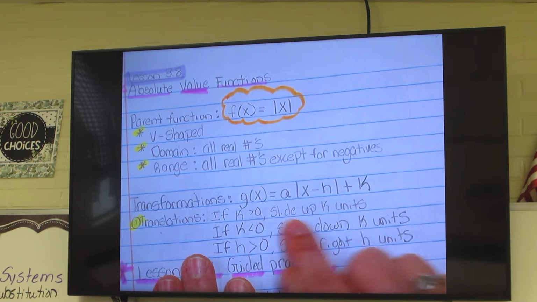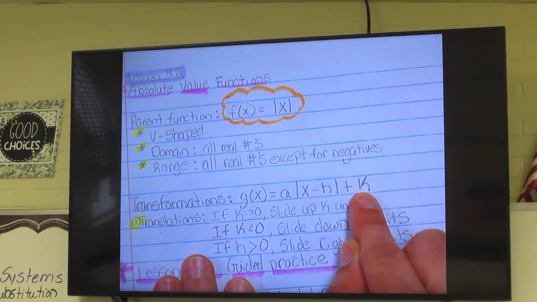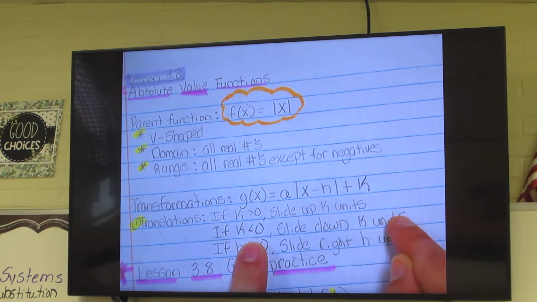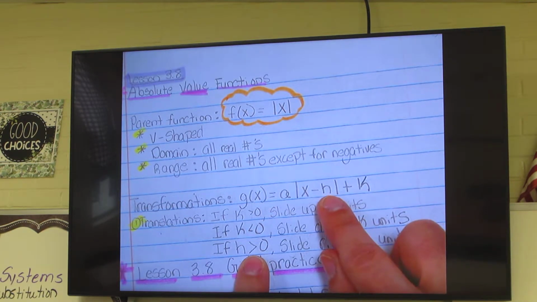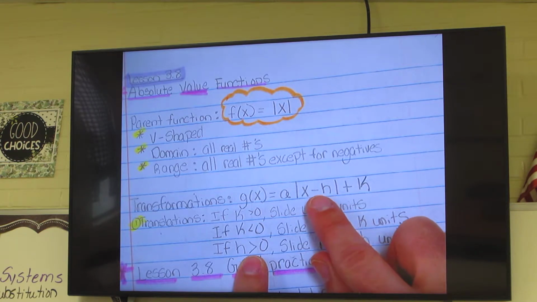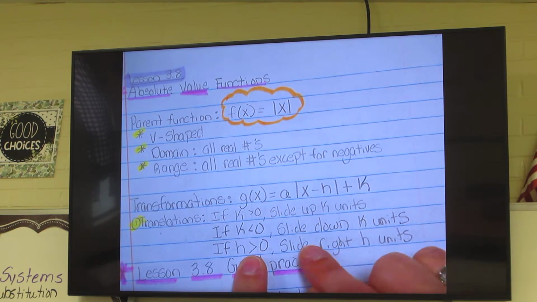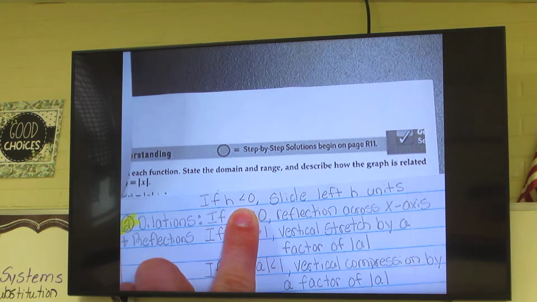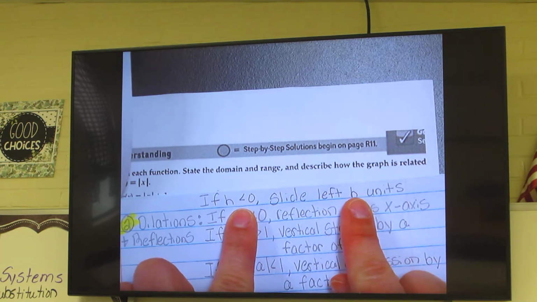I have the rules here. If K is greater than 0, it's transformed by sliding up that many units. If it's less than 0, so if it's negative, you go down that many units. If H is greater than 0, so you're going to have a minus here still, then you go right that many units. If H is less than 0, then you have a minus negative, which creates a plus there, and so you would slide left however many units H is.